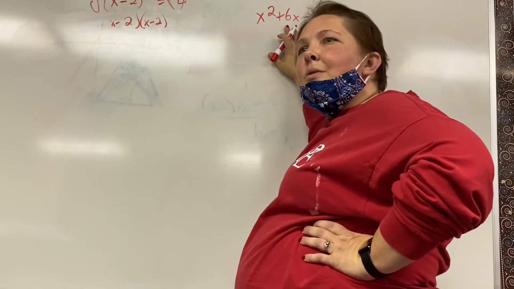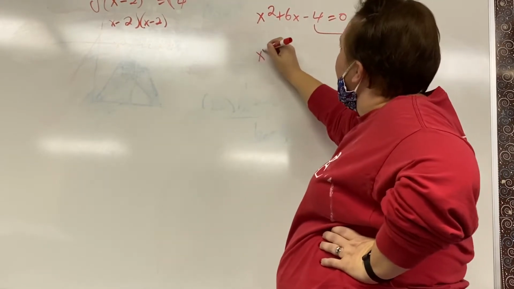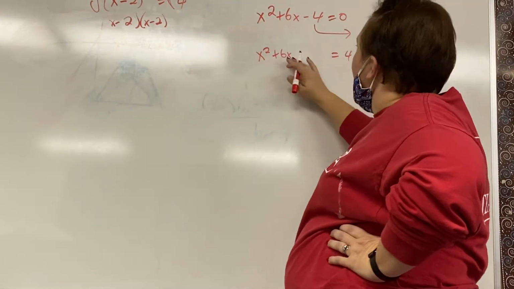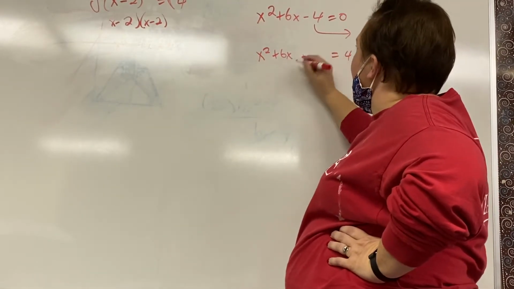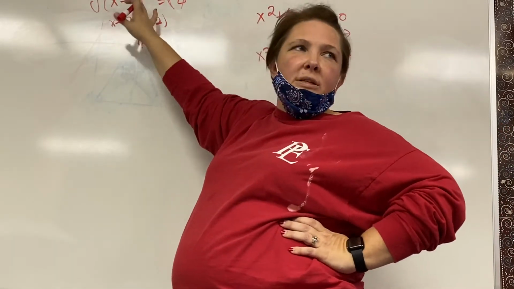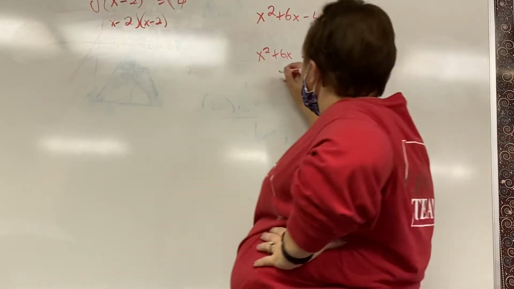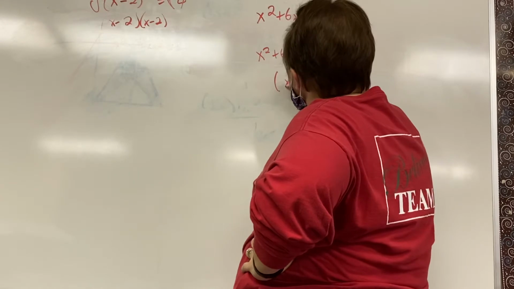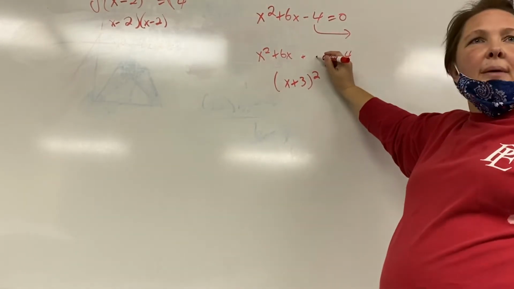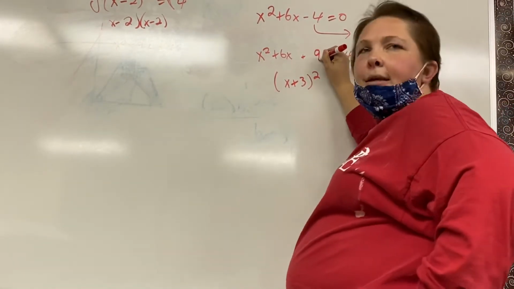But if we knew what it was, let's get rid of this 4. Now, what would be this last number? What two things add to be 6? Remember, we're looking for something that can be squared. So what plus what is 6? 3 plus 3. So 3 plus 3 would give us 6. And when I multiply that together, what would that be? 9. So can I just add 9 here?